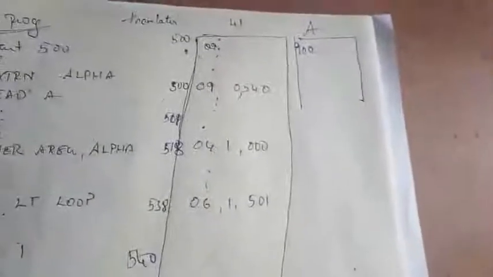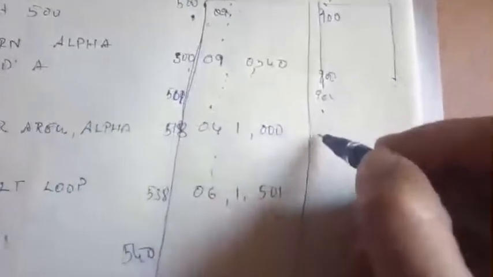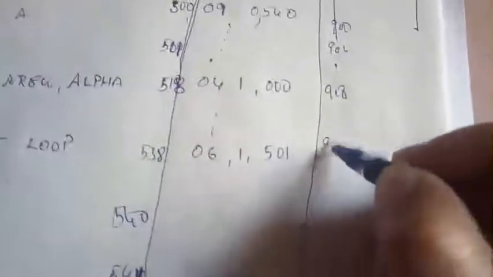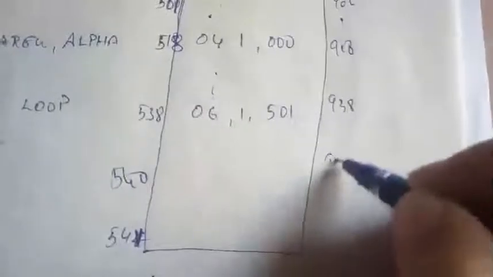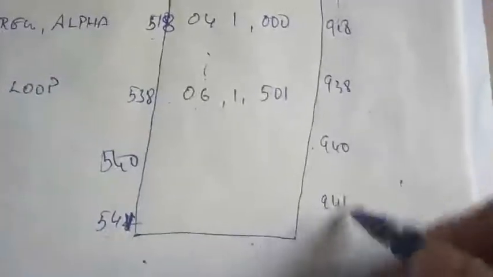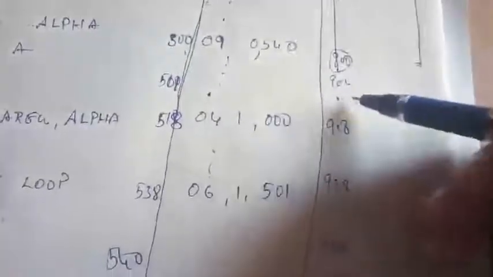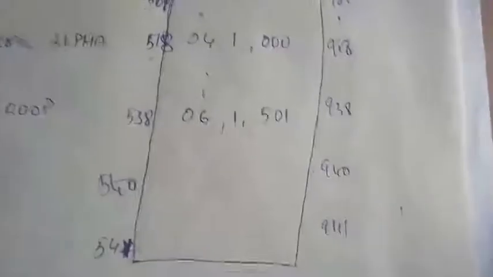If it is loaded at the same location, it is absolute. But if you change that, it is a relocating loader. If it is loaded from 900, then this line becomes 900, next 901, next 918, next 938, next 940, next 941. Like this it will be loaded. When you load, you can get all the addresses, because we have a base of 900 and we add the displacement.